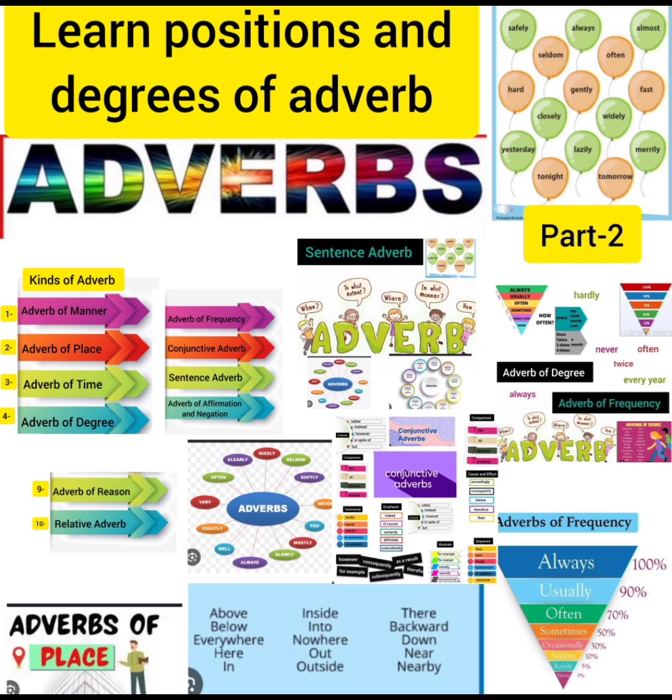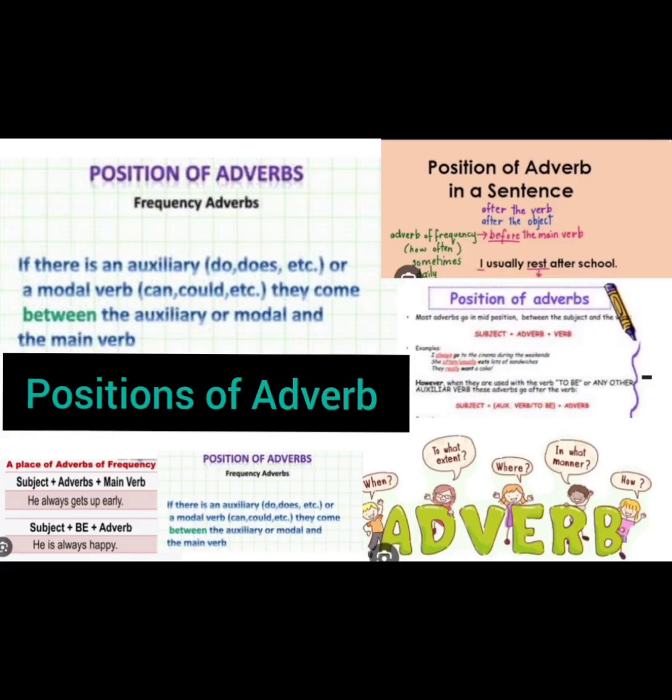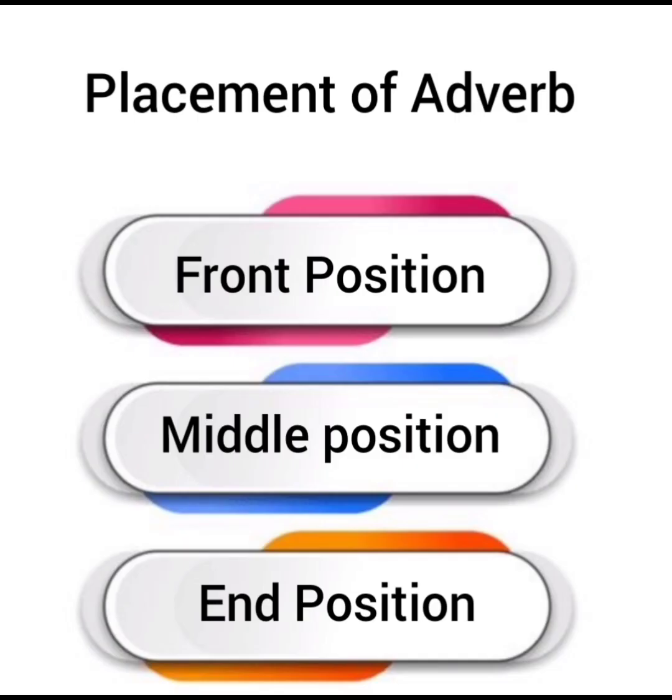I'm here with part 2 of adverbs that consists of placement of adverbs and degrees of adverbs. So, without wasting a single moment, let's get started. Of adverbs. Usually, adverbs have three positions within our writings. Number one is front position, number two, middle position, and number three is end position.